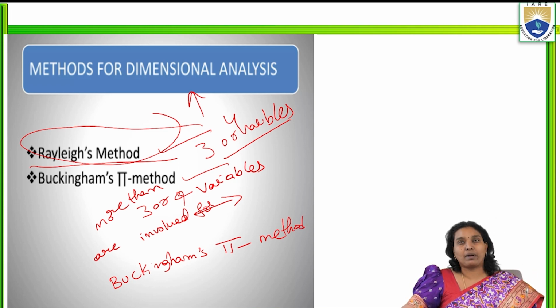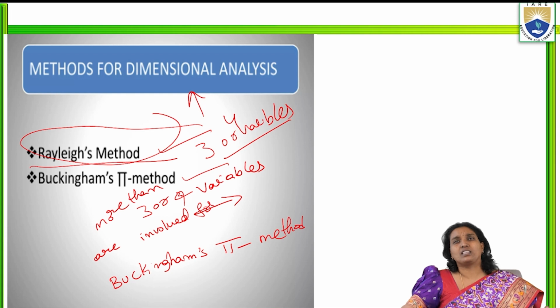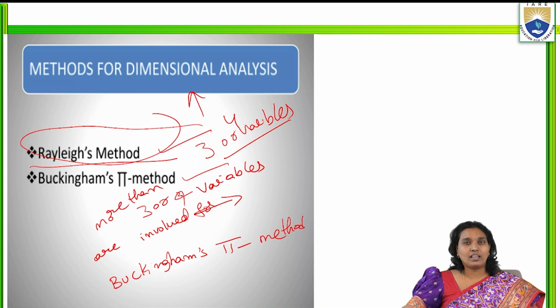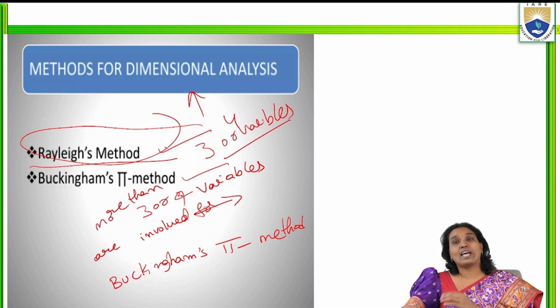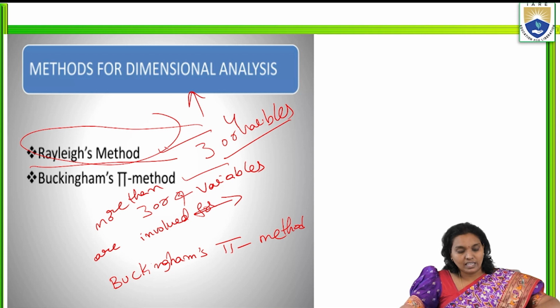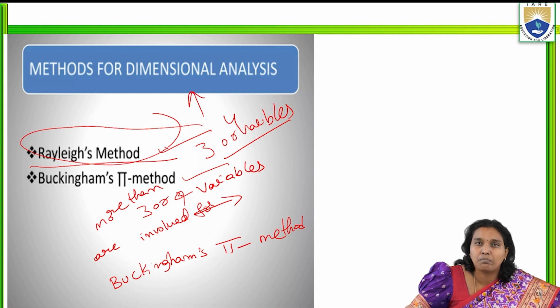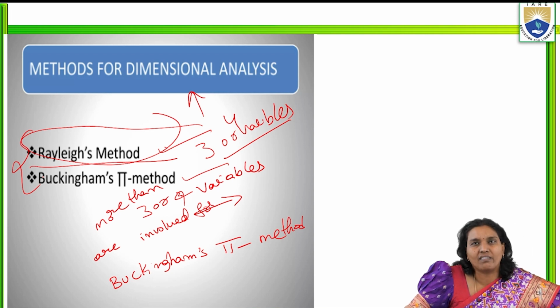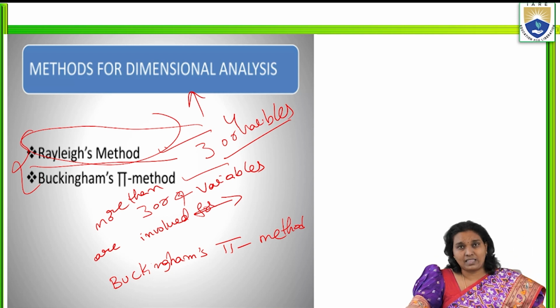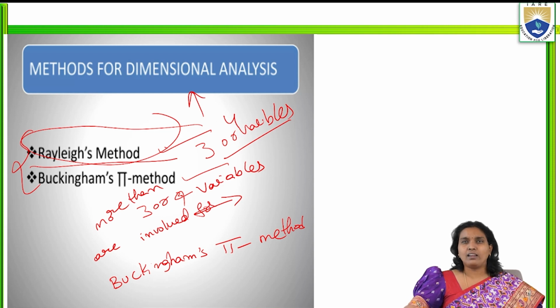So Rayleigh's method and Buckingham's pi theorem are the two basic methods for dimensional analysis. When the involved variables are 3 or 4, we choose Rayleigh's method. Whenever more than 3 or 4 variables are involved, it comes under Buckingham's pi theorem. We will understand these two methods in detail in our next class.